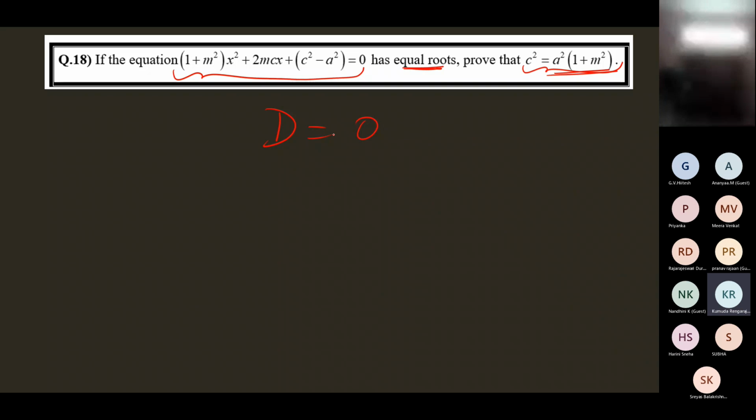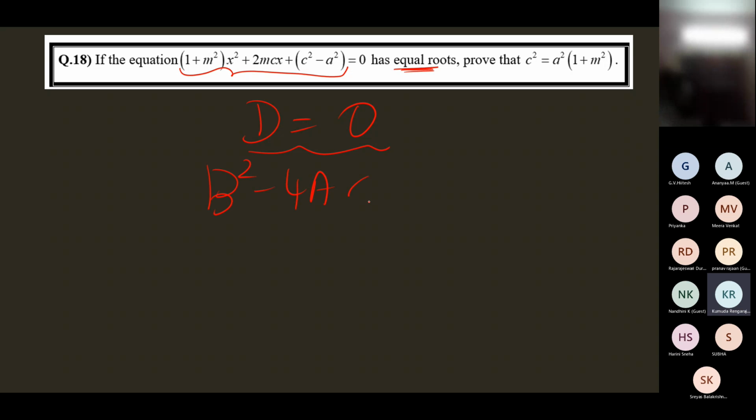We just need to have an equation which we can work on and get this result. If you are just given a quadratic equation, you cannot do much with it. But you are given a quadratic equation with the condition that it has equal roots. Equal roots means the discriminant D is equal to 0. So B squared minus 4AC is equal to 0. Now you can substitute the expressions for A, B, and C. So you get an equation, and working that equation will probably land you with this result.